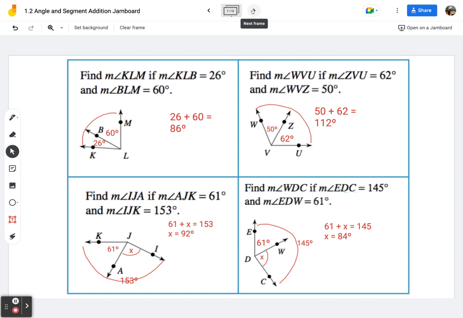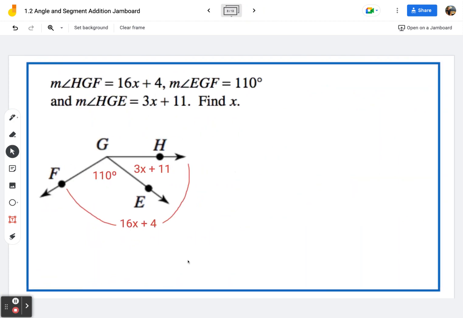Let's look at the last example for this lesson on angle addition postulate. It gives us some information about angle measures as not only numerical measures, but algebraic expressions. And I've gone ahead and labeled my diagram, HGF. This angle measures 16x plus 4. The measure of angle EGF is 110 degrees, and the measure of angle HGE is 3x plus 11. And we have to find x, and we're going to do that by applying the angle addition postulate.